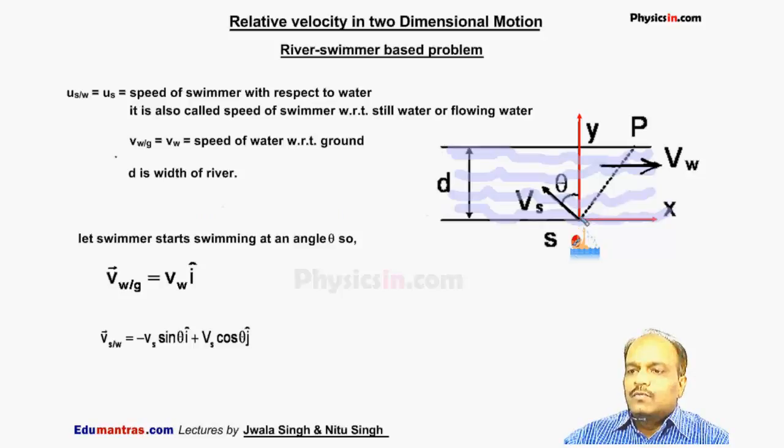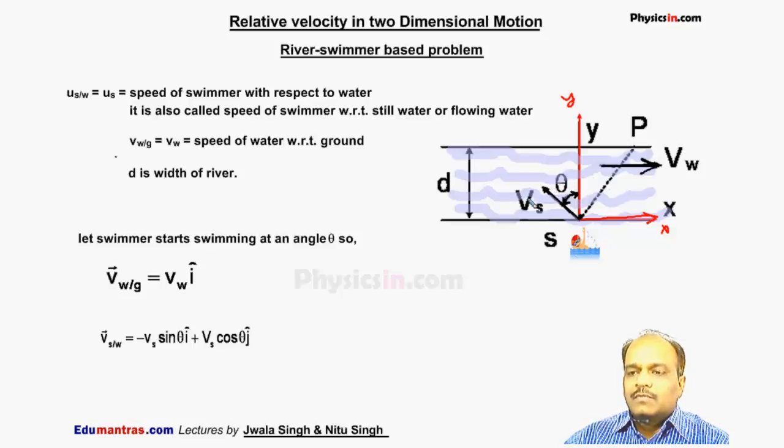If the swimmer wants to cross the river, assuming this as our x-axis and this as our y-axis, let the swimmer start swimming at some angle theta. Let this angle be theta. It makes an angle theta with the vertical line, the y-axis, and he starts swimming with a speed of Vs. He can swim at any angle. Theta may be 0, or may be negative. If theta is in this direction, it is treated as negative. If theta is in this direction, it is treated as positive.